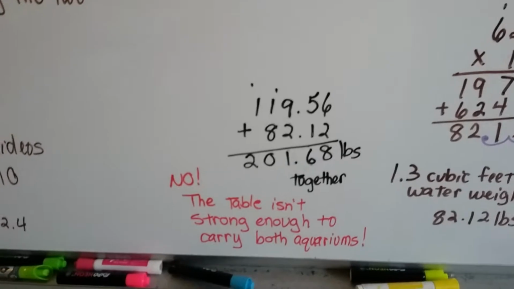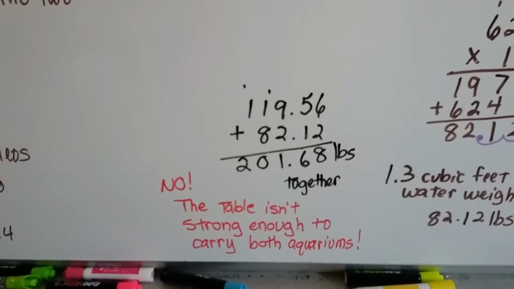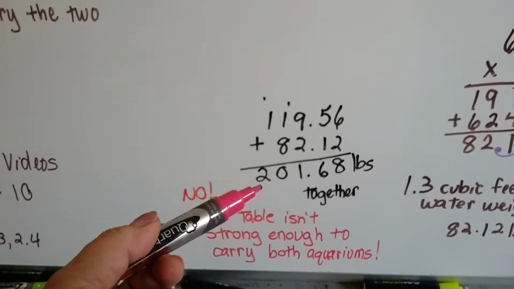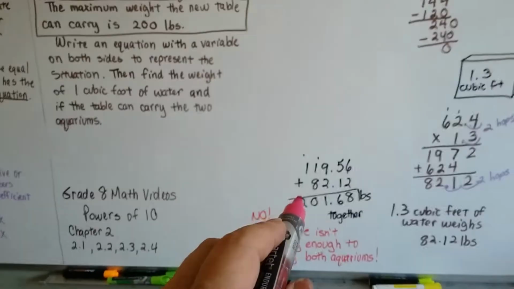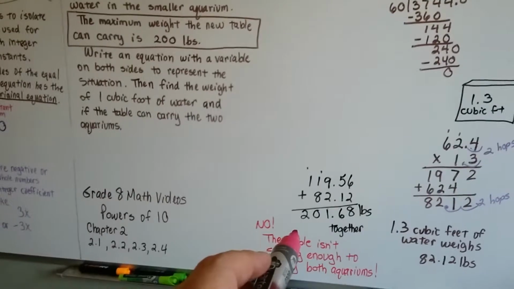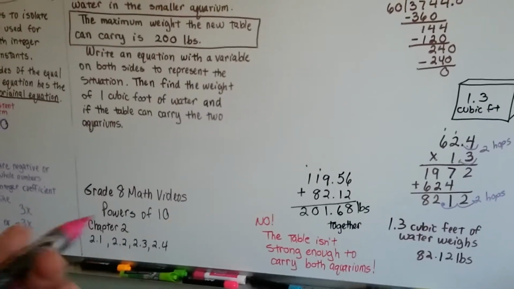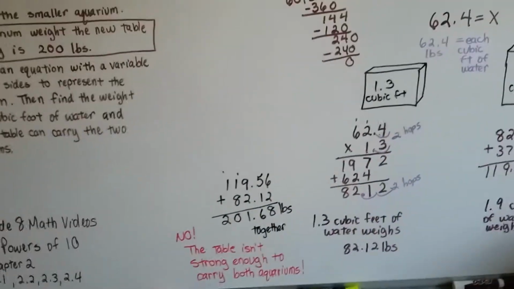No, the table isn't strong enough to carry both aquariums. It can only carry 200 pounds, so it's just over. And it wouldn't be worth taking a chance with her pretty fish inside, or whatever she's putting inside the aquariums, that it would collapse. See? So it's a good thing we figured this out for her, isn't it?